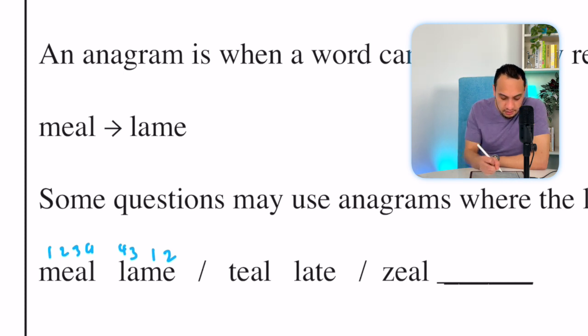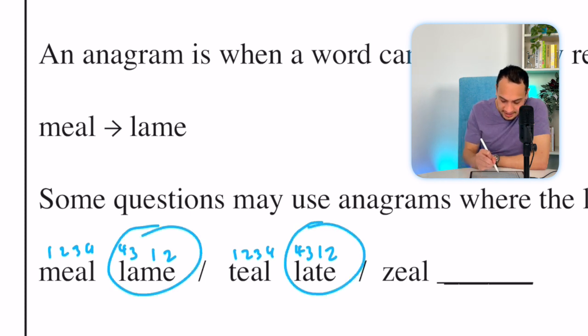Now if you look at teal, we're just going to establish whether it's the same pattern. So we've got 1, 2, 3, and 4 again. And you can see here, 4 becomes the first letter. So that seems to match. A is the third letter, and that goes in second. The first letter, T, becomes the third letter. And then the final letter will be second. So we can assume they've got the same matching pattern. So zeal will also follow suit.